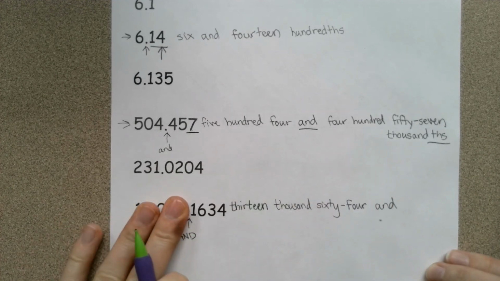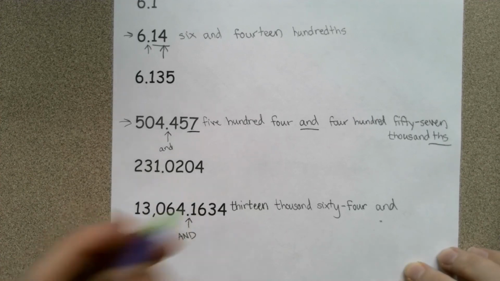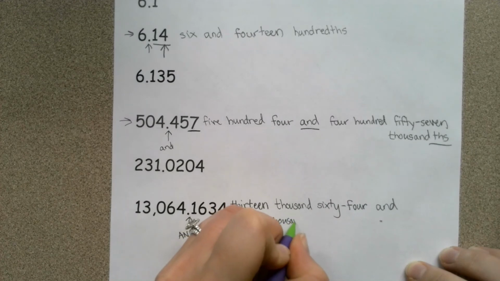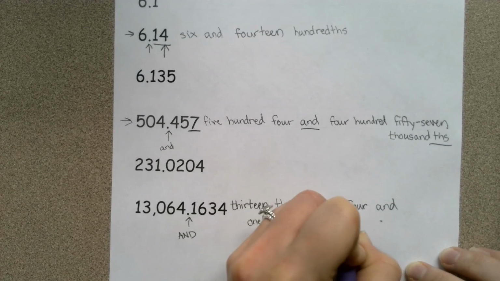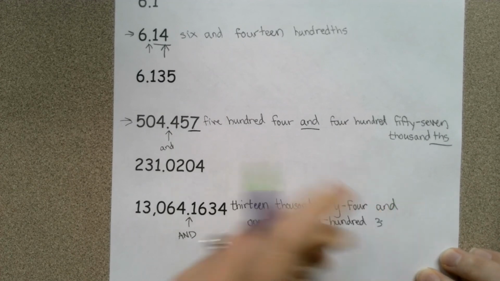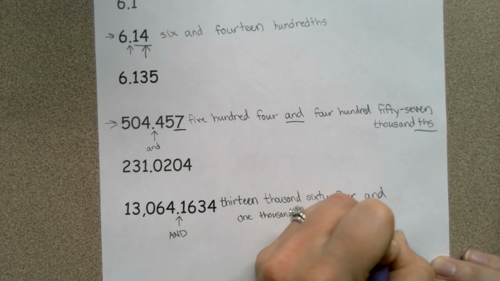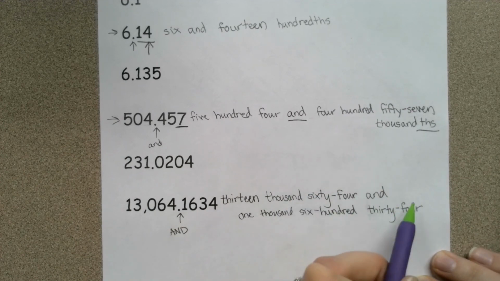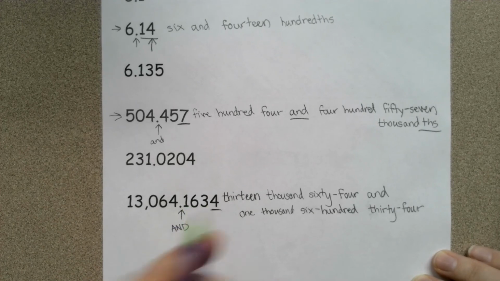then we cover up the front part, and we would read those last 4 digits as if it were in the thousand place. 1,634. And then to show that this part after the word and was a decimal, we have to say the place value of this. 4 tenths, hundredths, thousandths, 10,000ths.